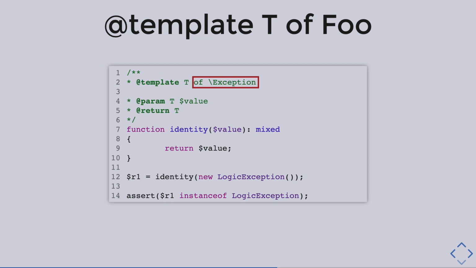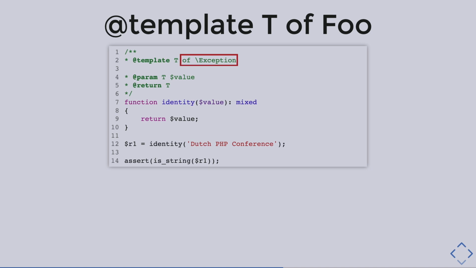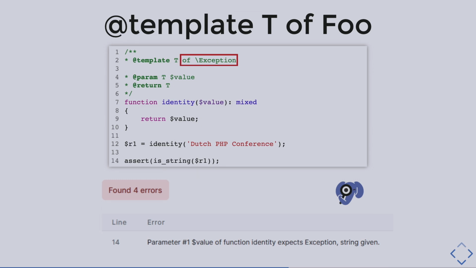We can limit the scope of our generic, because most of the time a generic could not be anything in our code. By using the keyword of, we can define an interface, often, or something else to limit the scope of the generics. And then if in my identity function I give it a logical exception, well, $r1 will be a logical exception, and PHPStan will know that. But if I mess up the code, I say that T should be an exception, and I give not an exception to the identity function, PHPStan will warn me that maybe there is something wrong here. That's cool.